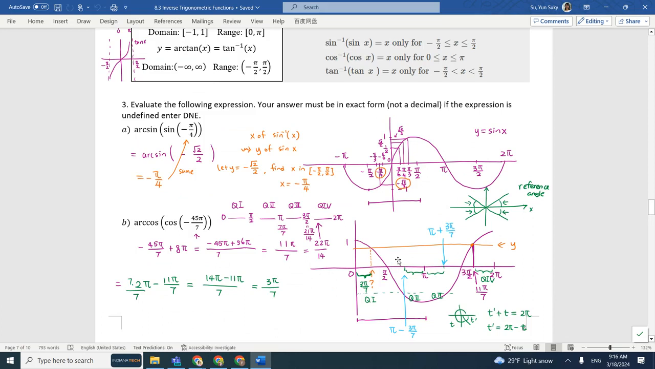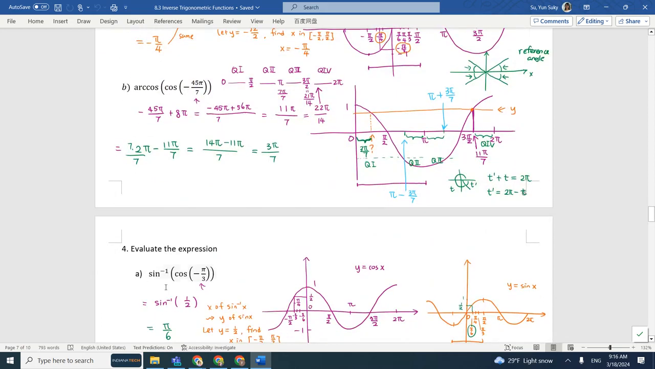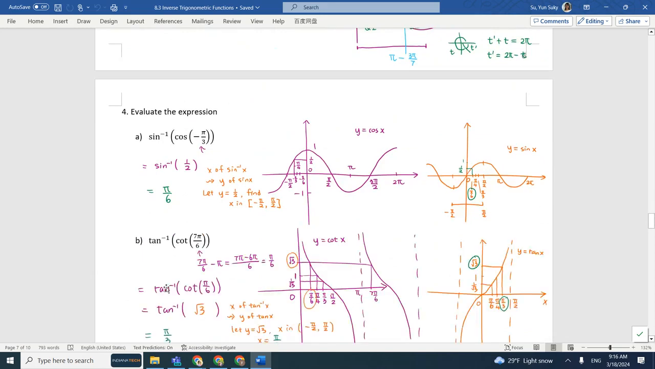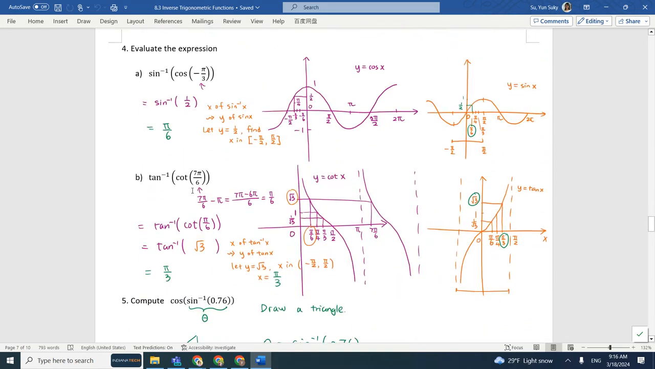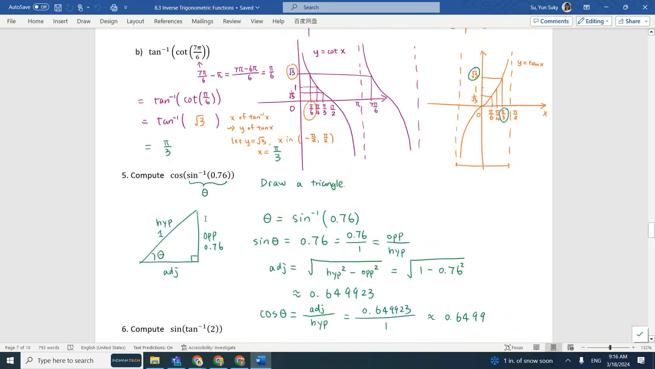All right, so let's continue. This is what happens when you have an inverse trig function outside and a trig function inside: you draw the graph. How about the opposite? If you have an inverse trig function inside and a trig function outside, you use a method called draw a triangle.